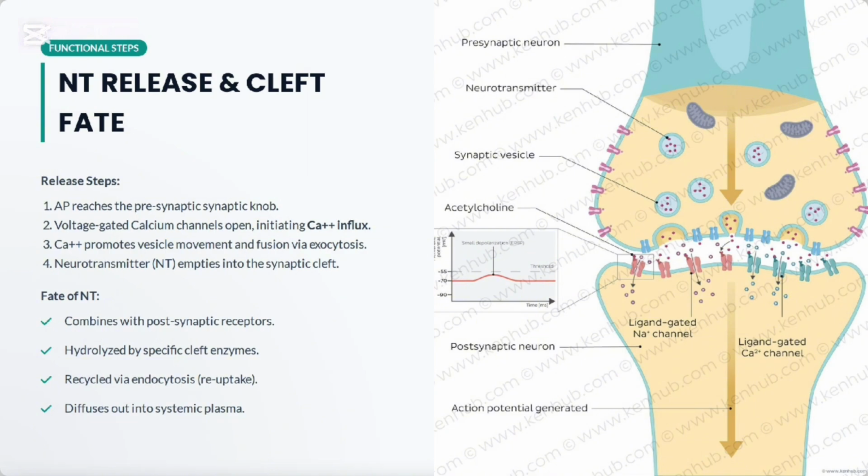What happens to the chemical next? It can bind to the next cell's receptors, get broken down by local enzymes, get recycled back into the original nerve, reuptake, or drift away into the bloodstream.